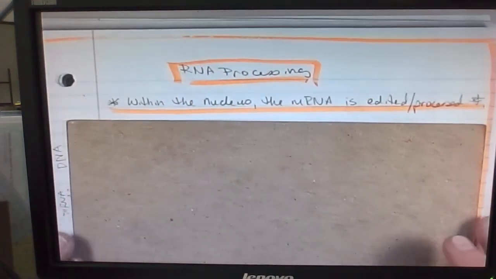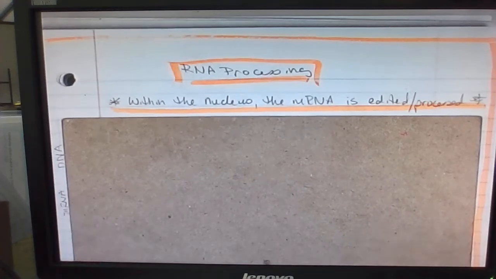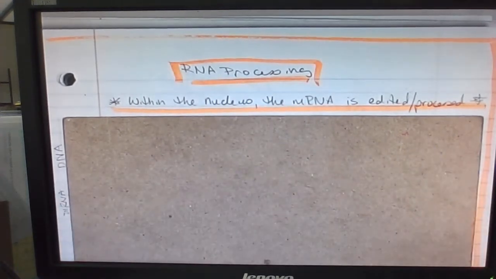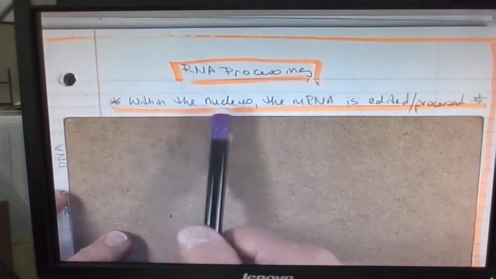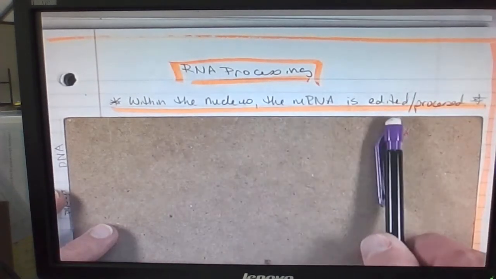Next, we have RNA processing. Inside the nucleus, the DNA is transcribed. A message is written. But that message isn't perfect as it is. It needs editing. It's like you writing sentences or writing a story. You have to go back and run it through spell check and edit it and add punctuation or change the spelling of words, etc. So that RNA message needs to be processed as well. It still happens in the nucleus. So within the nucleus, the messenger RNA is edited or processed.